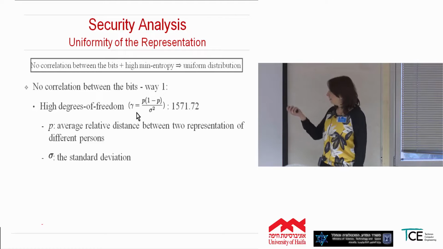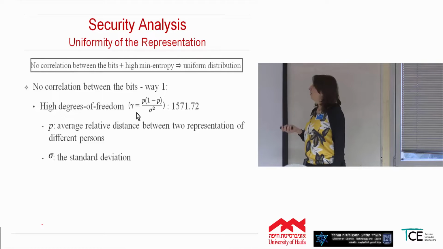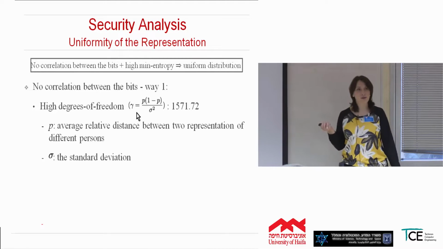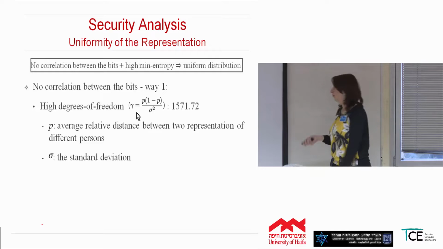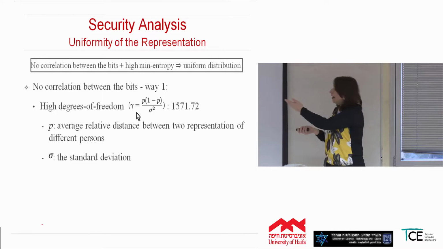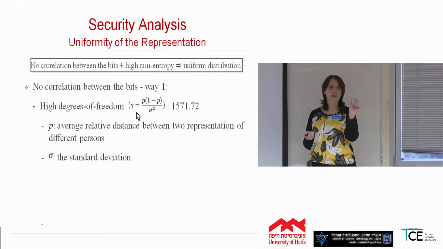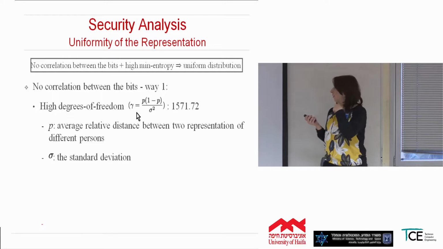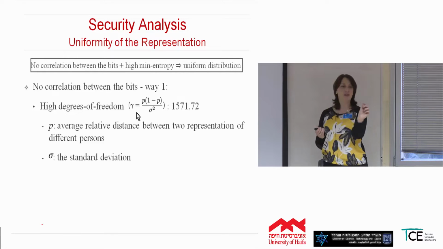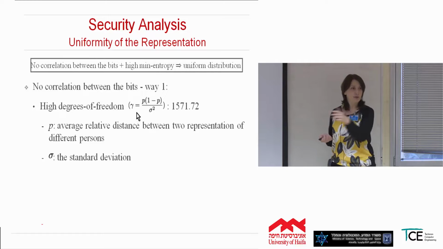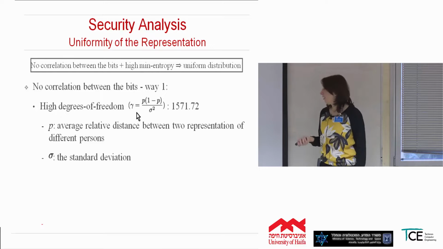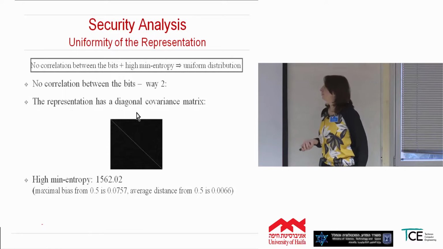And we get 1050.71, which is not that bad. It's quite good. So where does it come from? If we have uniform distributions, then we should have really, really small variance. And if we have really small variance, we will get these numbers. I don't have time for details, unfortunately.